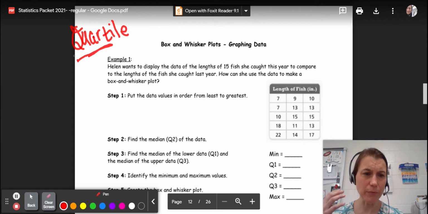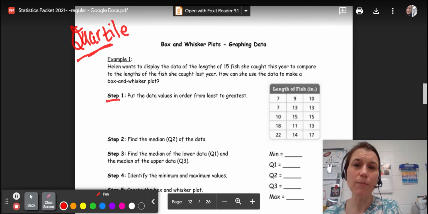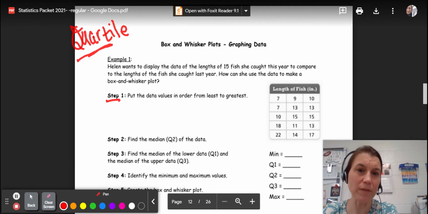So she decides she's going to put it in a graph, and you could make a line plot as a graph or a histogram as a graph. There's all different kinds of graphs, but she decides she wants to put it in a box and whisker plot. So this is just a different kind of graph. In order to make a box and whisker plot, step one is to put the data values in order from least to greatest.